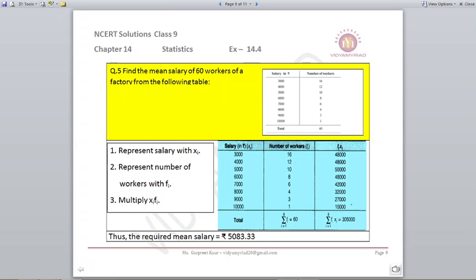When I multiply, and I want to find out my mean salary, it will be the sum of fi xi divided by the sum of fi. That means my answer comes to rupees 5083.33. Please remember the formula: mean salary is equal to sum of fi xi divided by sum of fi. So that means 305,000 divided by 60. You will get your mean salary as rupees 5083.33.